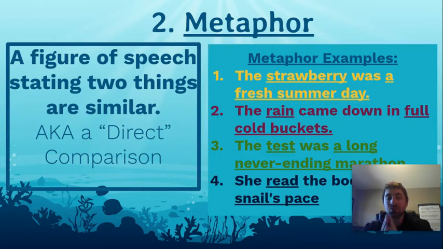Now, this is not in opposition, but it is similar to a metaphor. A metaphor, however, is a direct comparison. Rather than saying like or as, it's saying it is just like that thing. So the strawberry was a fresh summer day. It's different than saying the strawberry was like a fresh summer day. It's trying to make a more direct comparison to what it is being compared to. The rain came down in full cold buckets. It's not the rain came down like full cold buckets or as a full cold bucket. The test was a long, never-ending marathon, and she read the book at a snail's pace. None of these use like or as, and they are designed to be more direct.